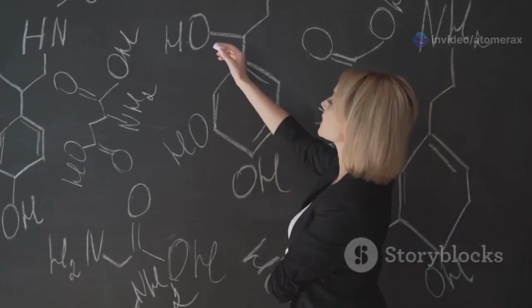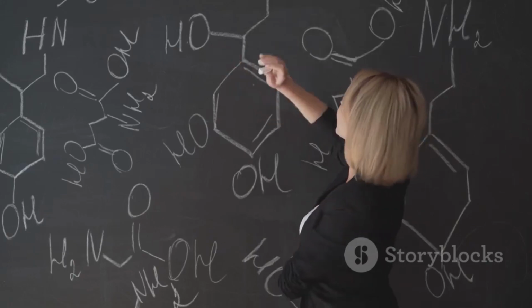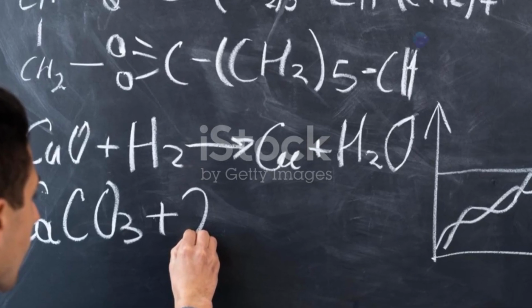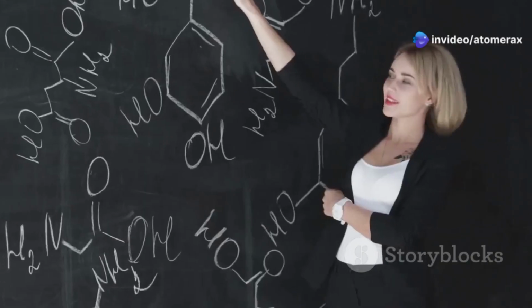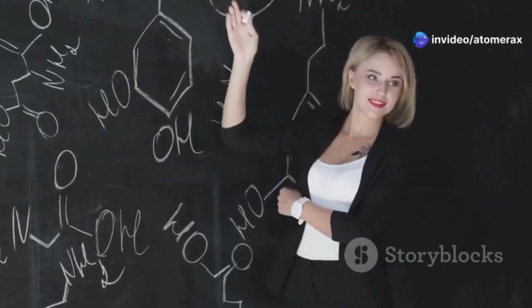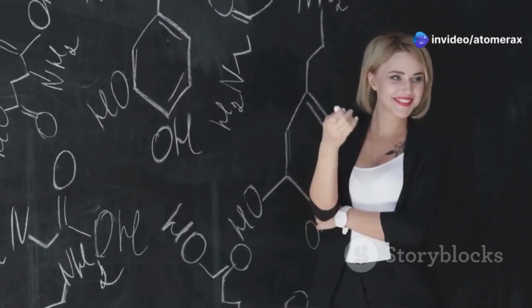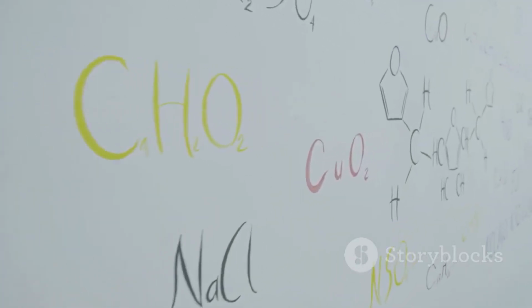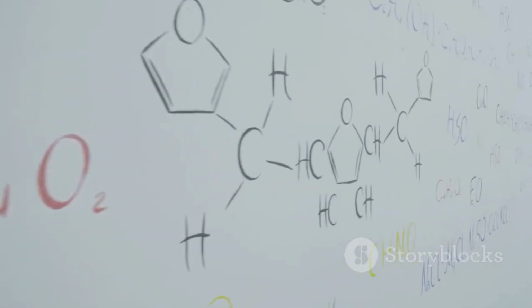Section 8. Handling chemical quirks: parentheses, subscripts, and hydrates. We've already touched upon parentheses and subscripts, but let's recap. Parentheses group atoms together, and the subscript outside the parentheses tells us how many times that group appears. Subscripts, on the other hand, indicate the number of atoms of a specific element.